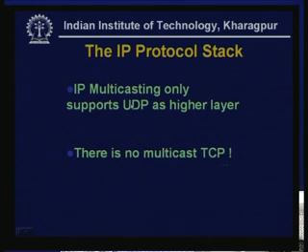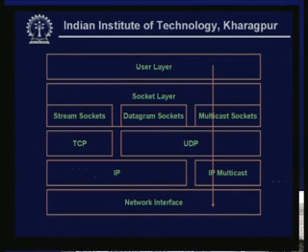Now, IP multicasting only supports UDP as the higher layer, there is no multicast TCP. UDP, as you know, is a connectionless, datagram oriented protocol, and TCP is connection oriented. Since IP multicasting is essentially connectionless, that is why it chooses UDP as the transport layer protocol. If you look at the details of this part of the protocol stack, we have the network interface and the IP and IP multicast layer. The IP part of this network layer takes part in the normal routing protocol, whereas the IP multicast part takes care of the multicast routing protocol.